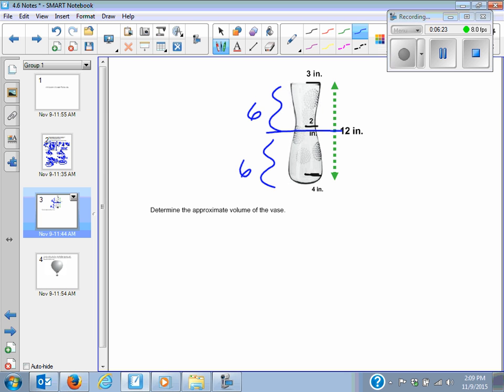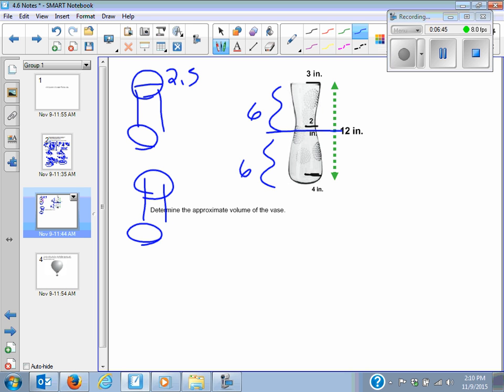So if I take that, let's do a cylinder on the top and a cylinder on the bottom. Sorry, my pen is off. Let's say that this right here is the radius for this cylinder. Since it's between 2 and 3, we're just going to split that and make it 2.5 for our radius. So that's the radius of that. Then for this bottom one, since it goes from 2 to 4, we're going to say our radius for this one will be about 3 inches.